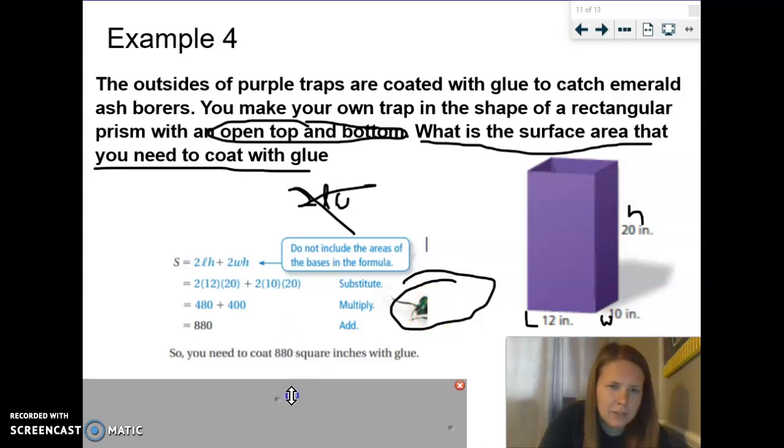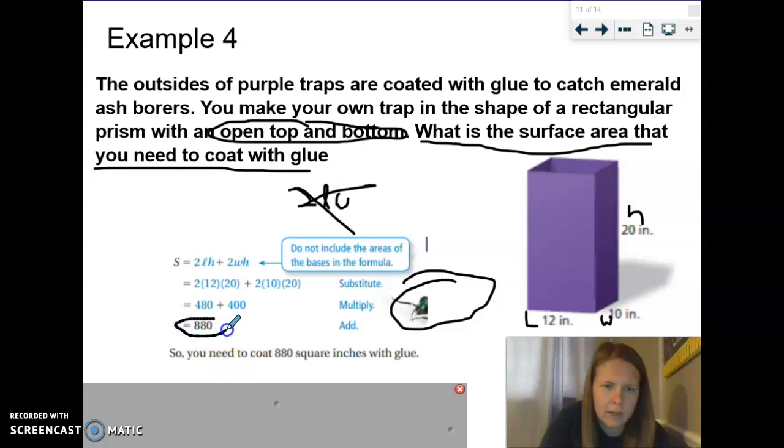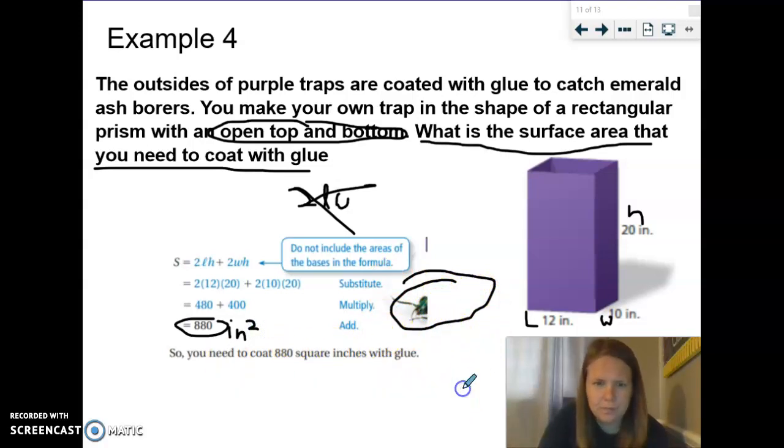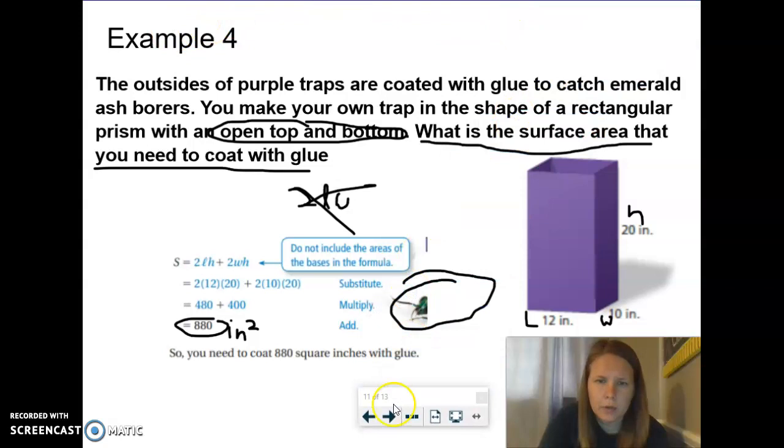Okay. So what you're going to need to know is that you're going to cover it with 880 square inches, okay? Or you can write it as inches squared. That's the part that you're going to cover it with glue to hopefully trap these little guys and make them not eat the trees. Okay. So let's keep going. Again, let me know if you've got questions. Pause this video if you need to.